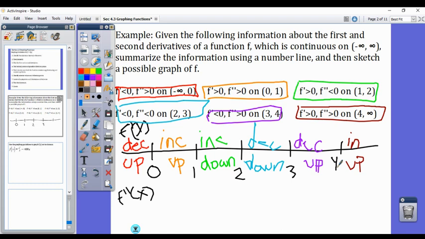Okay, so what this is telling me is, wherever I'm changing from, let's do this blue, changing from decreasing to increasing, that's going to be a local min. Okay, so I have a local min here at 0. Okay, local. And I also have a local min here.